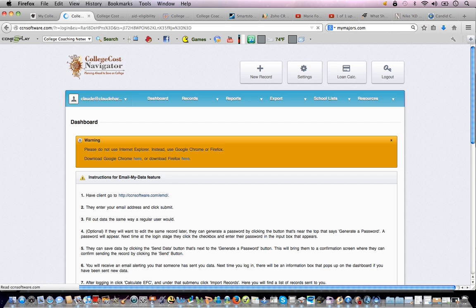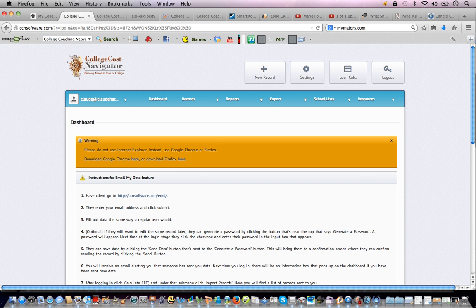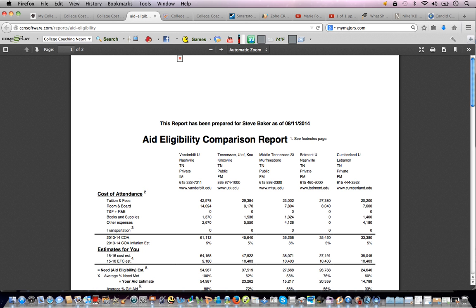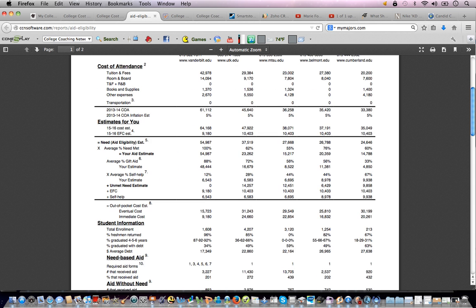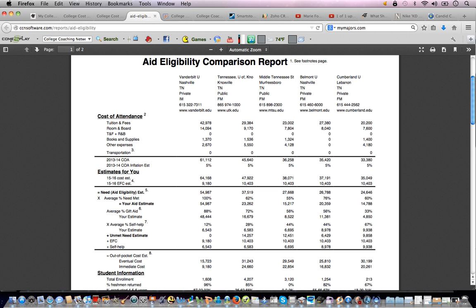Alright, so we get in there and we'll be able to have all our data in here that we put from the dashboard. So I'm going to show you one of the reports. It is one of the students that is looking to go to a school that's in Tennessee. So as you look here, you'll look at what is called your aid eligibility report. And so they're looking at Vanderbilt, Tennessee, Middle Tennessee, Belmont, and Cumberland. Okay, and so you see here the software shows the tuition and fees for each one of those schools, room and board, any books or supplies or other expenses, transportation, what have you.